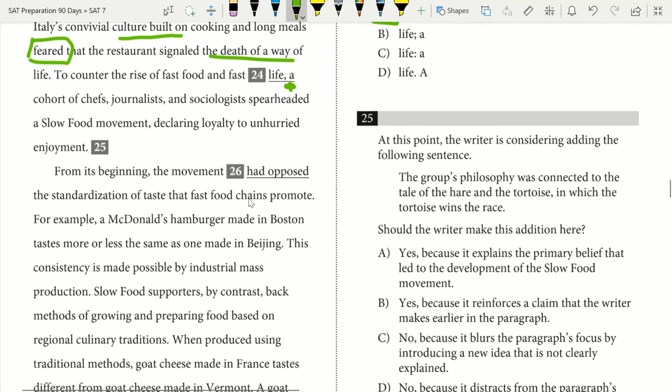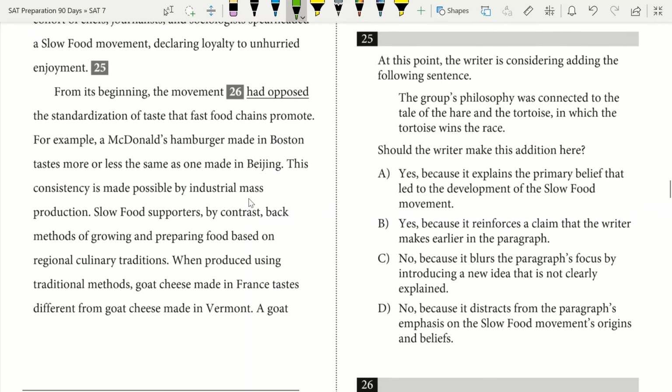Now I've got 25. At this point, the writer is considering adding the following sentence: The group's philosophy was connected to the tale of the tortoise and the hare, in which the tortoise wins the race. Should the writer make this addition here? Well, we haven't talked about anything about the tortoise and the hare, and introducing a fairy tale really provides no meaningful contribution here. We also already talked about slow versus fast. Connecting it to the tortoise and hare is just going to blur our focus by introducing an idea that's not clearly explained. We have no connection to the tortoise and hare, therefore we don't want to add this here.